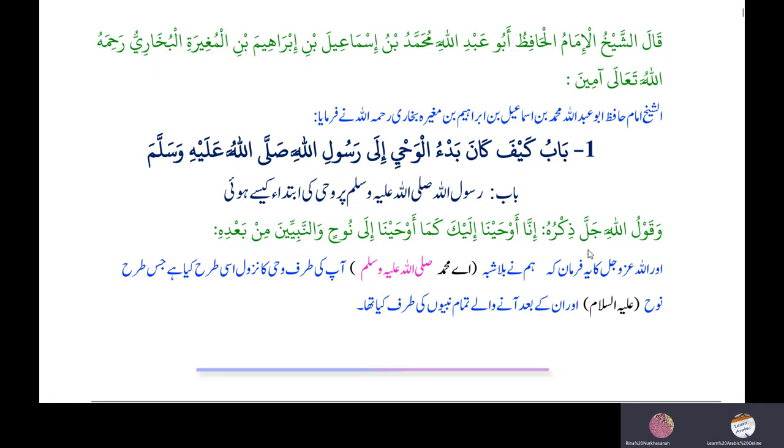Now I will translate the meaning of this line. Wa qawlu Allahi jalla zikruhu. And the statement of Allah, Jalla Zikruhu: indeed, we have sent revelation to you as we have sent revelation to Prophet Nuh and the prophets after him.